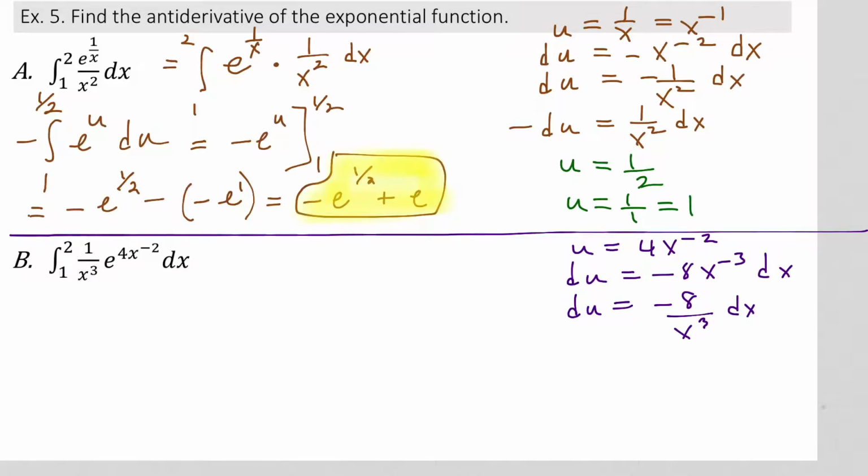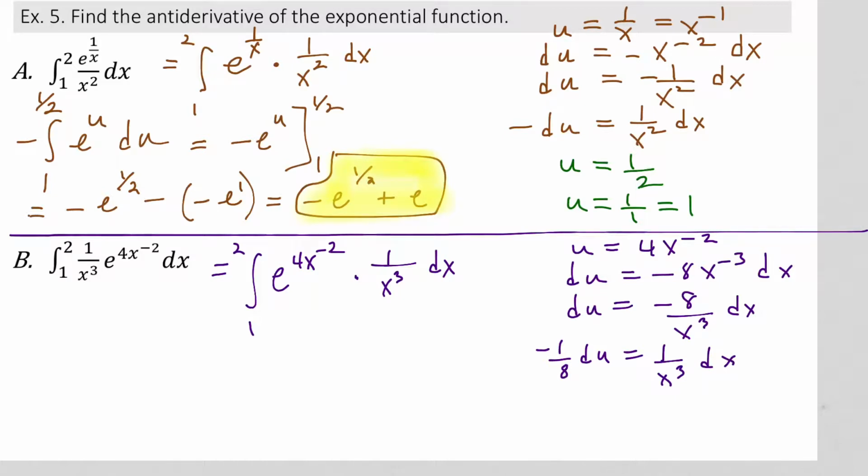Okay, now let's go over here and see how our integral looks. So I've got e to the 4x to the negative 2 times 1 over x cubed dx. So I've got the x cubed and the dx here, but not the negative 8. So I'm going to have to divide by negative 8. So we have negative 1/8 du is equal to 1 over x cubed dx.